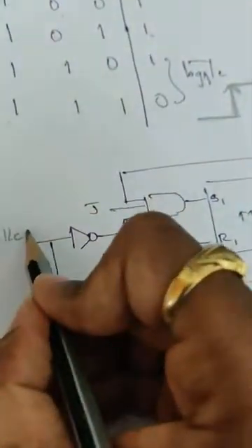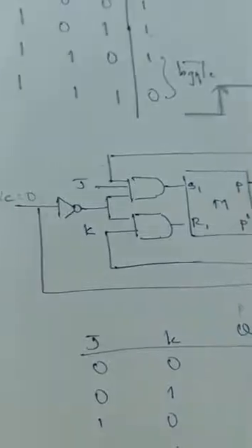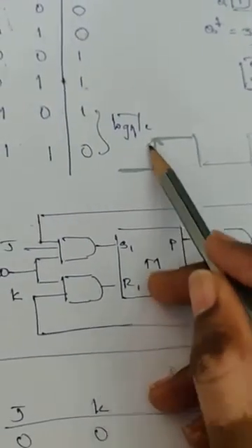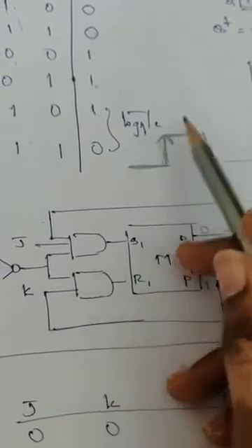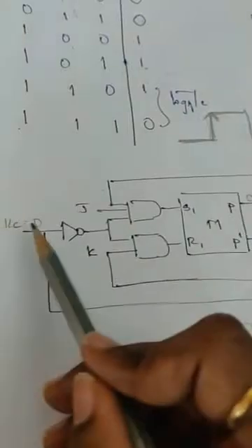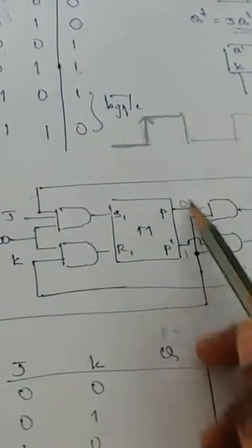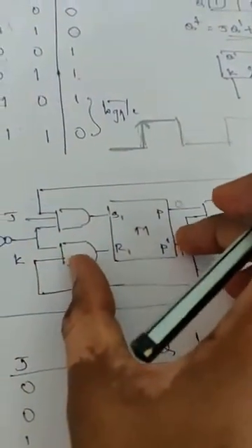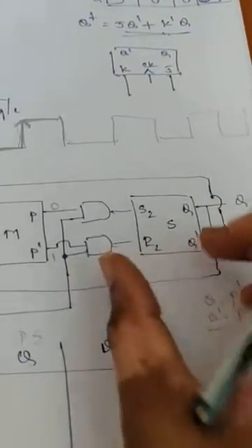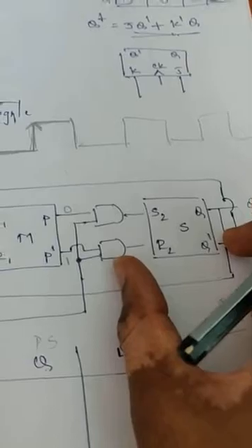Let me take clock is equal to 0 now. Clock equal to 0 means right now the state is here. The system will change only during the positive edge trigger, when it moves from 0 to 1, then only Q changes. If clock is 0, only half of the circuit will be active. The master will be active, and the slave, S refers to slave, will be deactive.